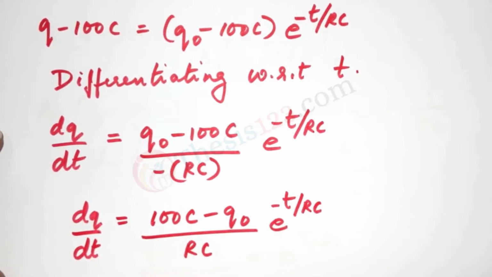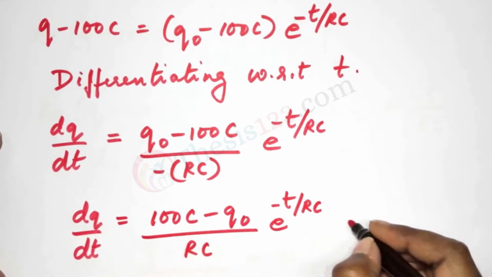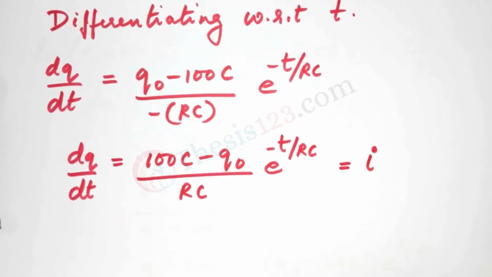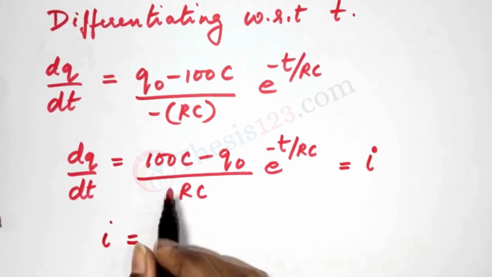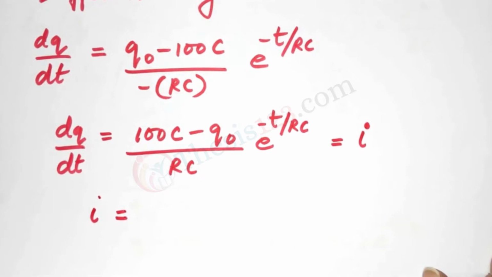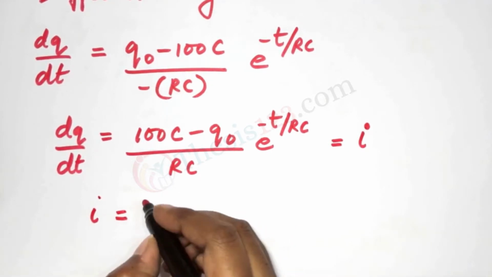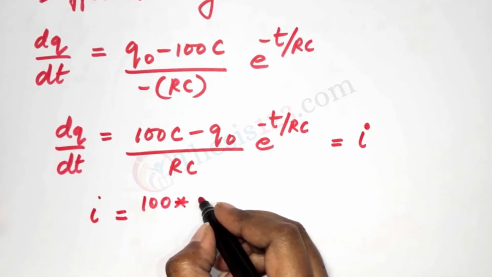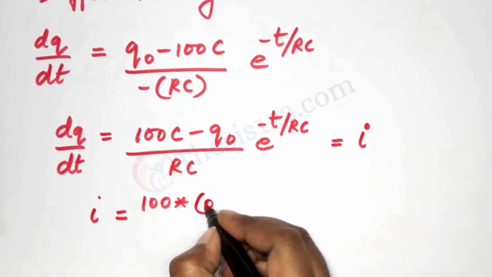But we wrote in the beginning that dQ by dt is what? It is the current I. So (100C minus Q0) by RC times e power minus t by RC is the current I. Now let's write down, we'll substitute the values over here. Substituting, what do we get? 100 times, what was given in the figure? It was given as 0.5.